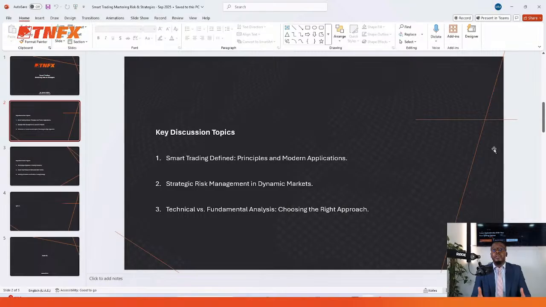So I'm going to touch base right now on the key discussion topics. The first one will be smart trading defined, principles, and modern applications. With regards to trading, it's mainly about psychology. It's like any other type of craft, to be precise. So in this case, if you are trading, you need to know your principles of trading.